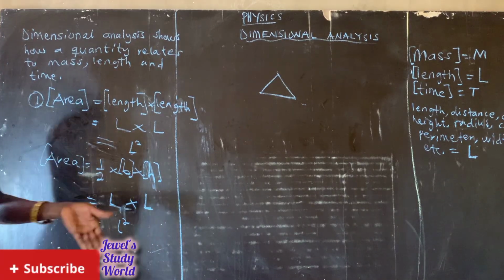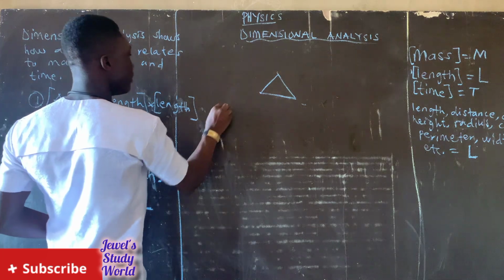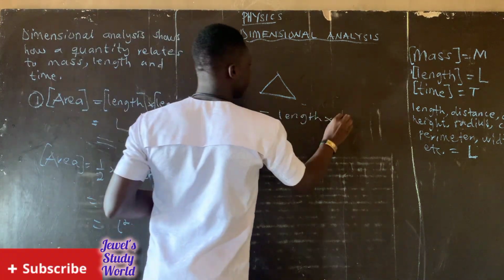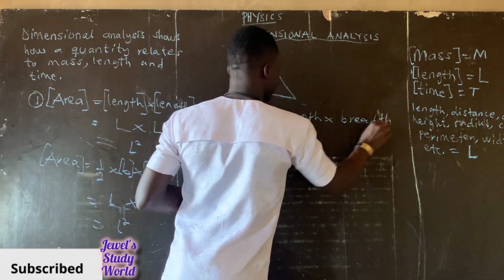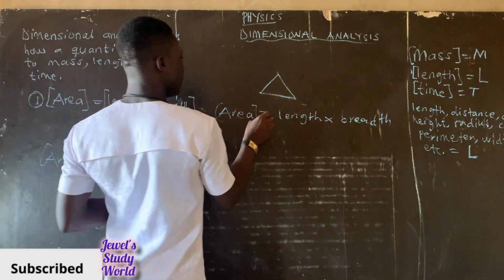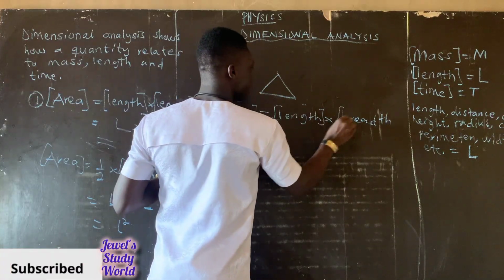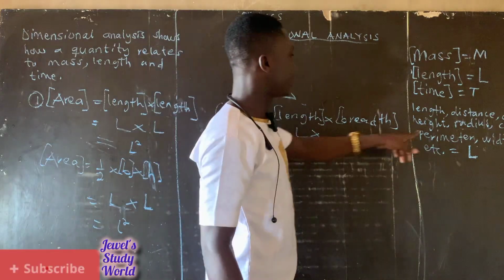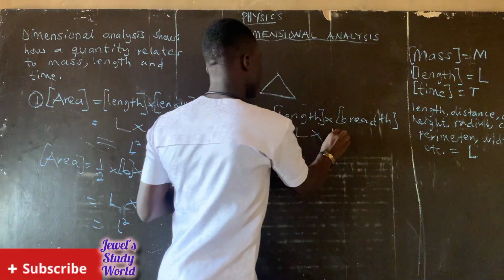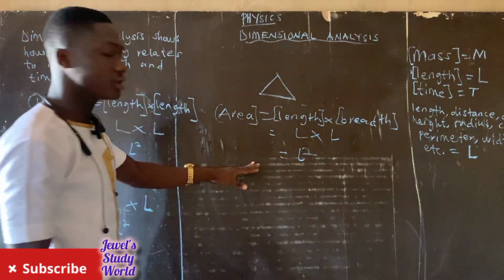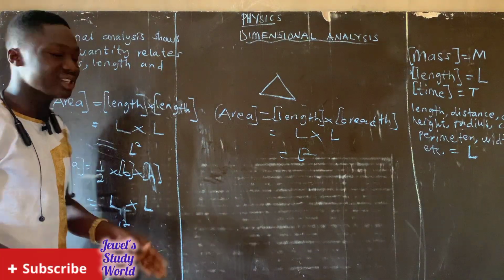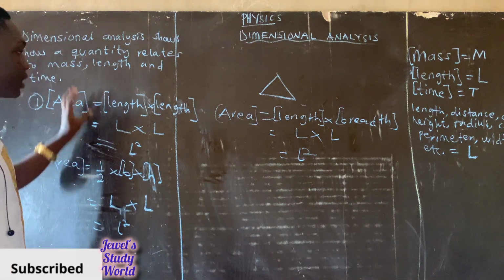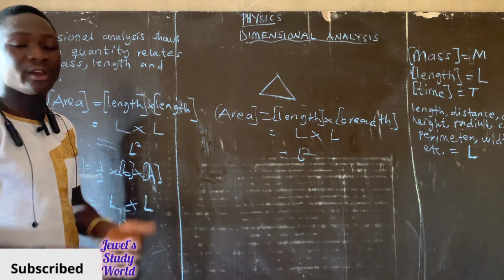Let's say you chose the area of a rectangle. So you have area equal to length times breadth. So the dimension of area becomes equal to the dimension of length times the dimension of breadth. The length is capital L, and breadth also is capital L, giving us L squared as the dimension of area. So any area you choose, since it is area, you have the dimension to be L squared, no matter the area of the figure that you choose.